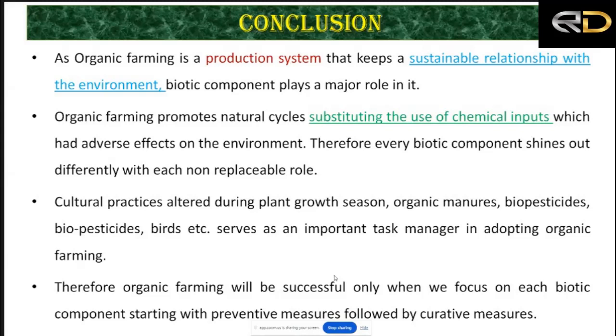So that's all for today. I wanted to keep the focus on organic farming, and because the biotic components were important, I have given more focus to all the small to bigger components. Each and everything plays an important role in order to make organic farming successful.